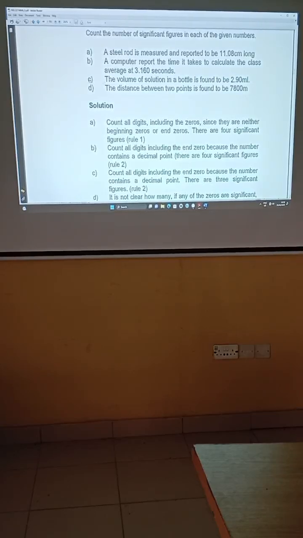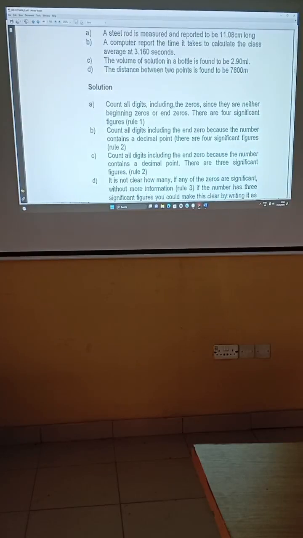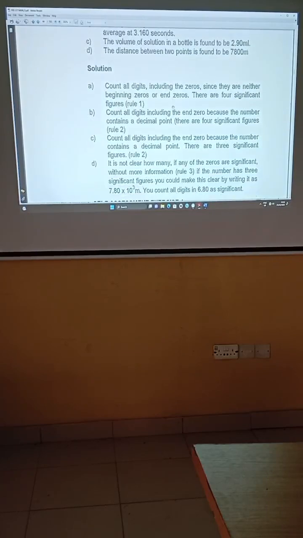Alright? Then option number C. The volume of solution in a bottle is found to be 2.90 ml. Right? So how many significant numbers are there? We have 3 significant numbers because we've said before that the zeros that appear after real numbers are also significant. Number D. The distance between 2 points is found to be 7,800 meters. So of course, how many significant figures do we have in option D?